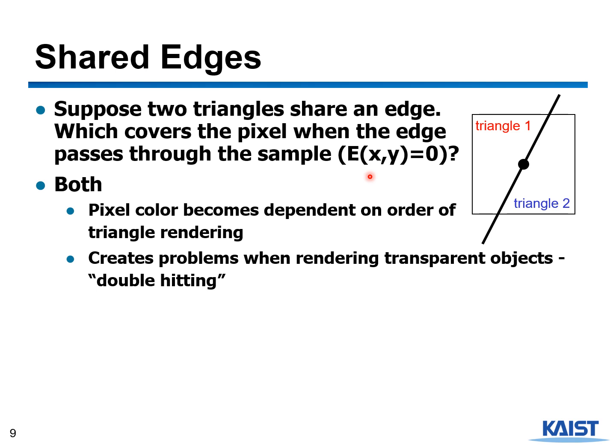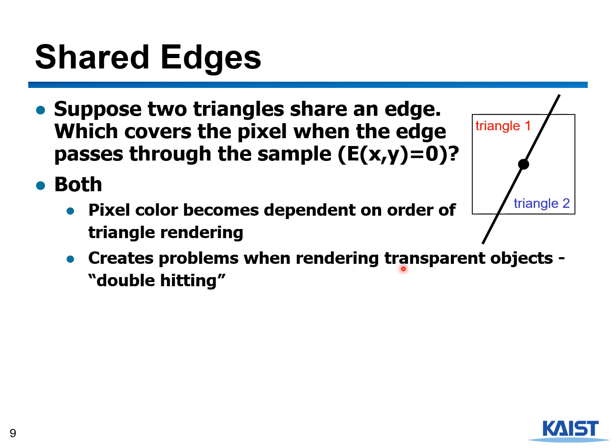In that case, the edge equation turns out to be 0. If we just treat that as inside for any of these triangles, then the pixel color becomes dependent on the order of triangle rendering, right? If we render triangle 1, then triangle 2, the final pixel will get blue. If we render triangle 2, then triangle 1, then the pixel will get the red value. Obviously, we don't want that.